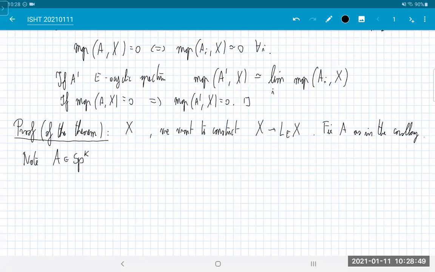I want to call it kappa for some regular cardinal kappa, which might be bigger than the previous one. And with the construction of A I gave you, it will be bigger. But it's not important. Remember that every spectrum is kappa small for some kappa. We proved this last time. So we are going to construct L_E X by transfinite recursion up to level kappa.